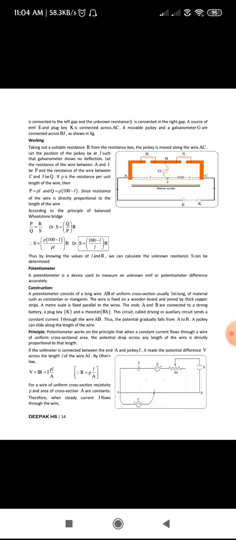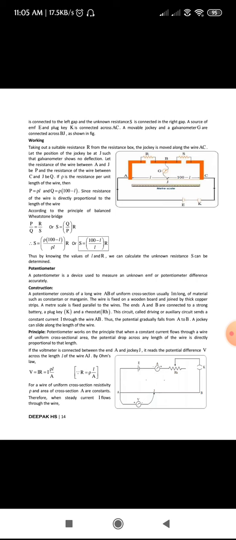The L value is where the galvanometer reads zero deflection, so that length we substitute in place of L. R is the resistance which we remove in the resistance box, and we note that down. By noting these values, you can easily find the resistance of an unknown resistor connected in the right gap of the meter bridge. This is how you find the resistance of an unknown resistor by making use of the meter bridge or slide wire bridge.